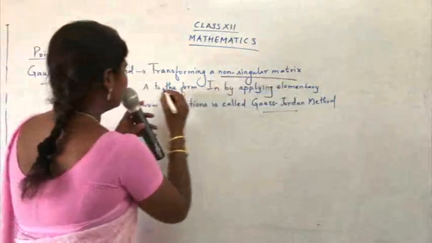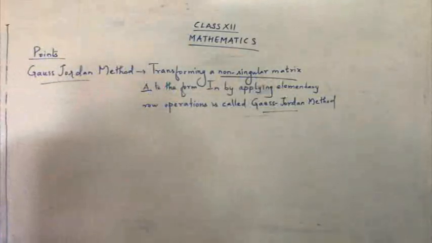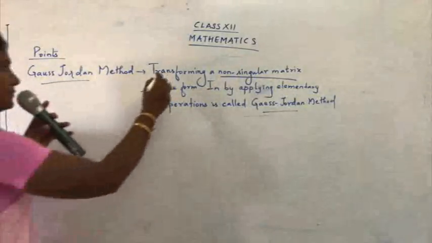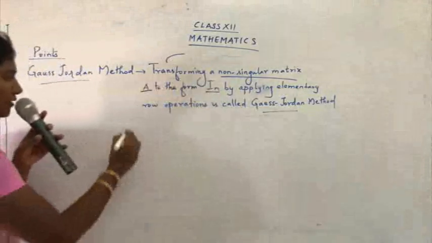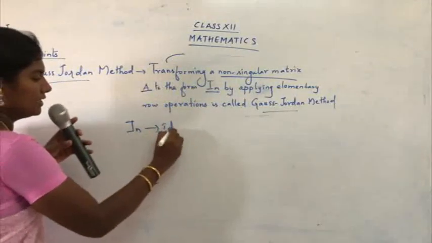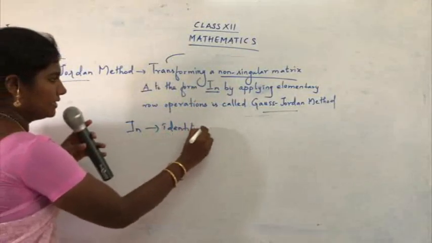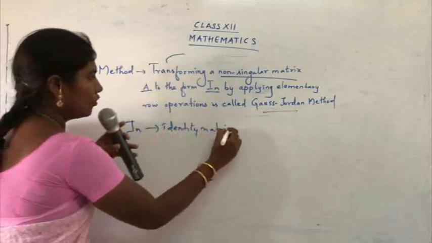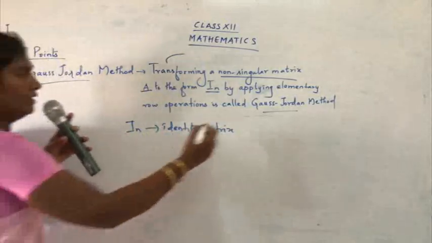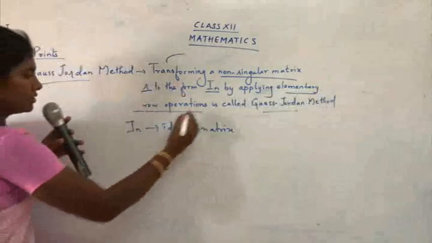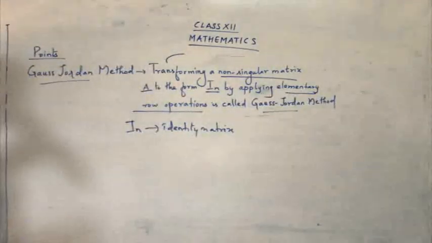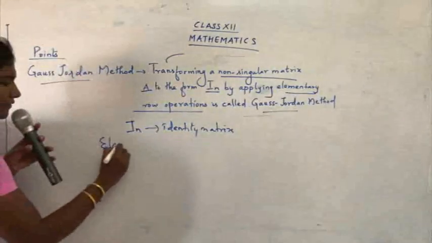Two main things here. It should be a non-singular matrix and it is being converted to In. What is In here? It's an identity matrix. And what are you going to apply? You are going to apply elementary row operations. Already we have seen 3 rules under elementary row operations.